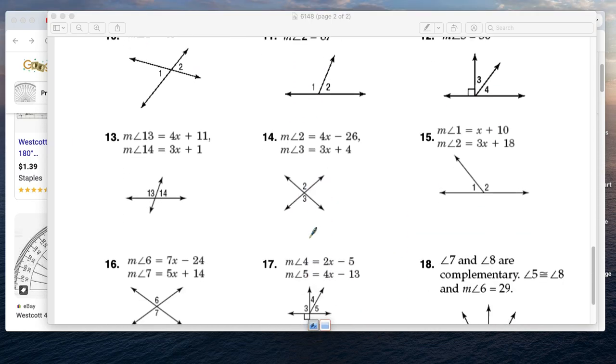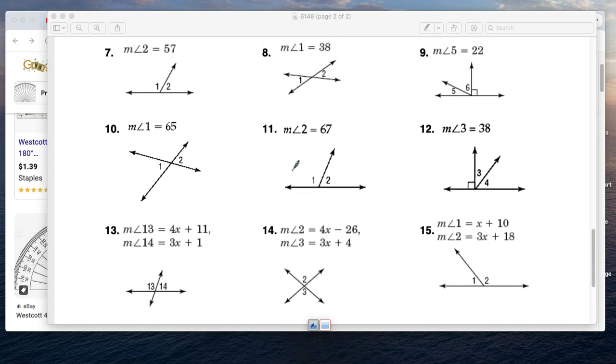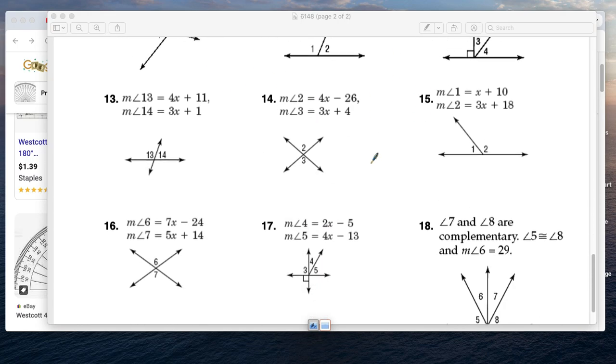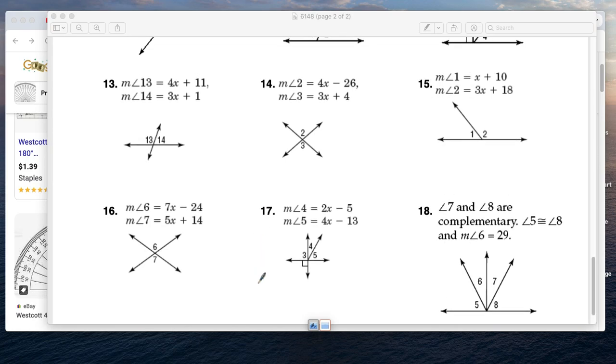All right, now, I don't know if that's hard. I think some of you thought that 7 to 12 is harder than what's coming up next. Well, let's do 13.